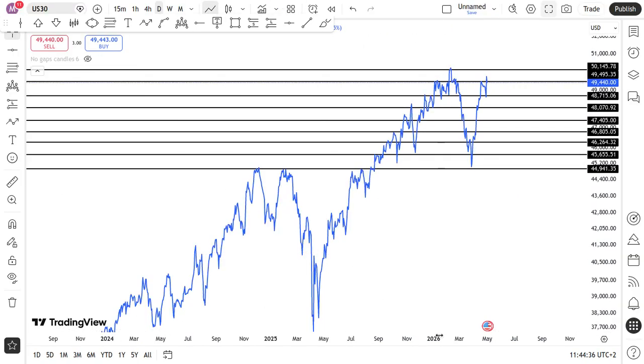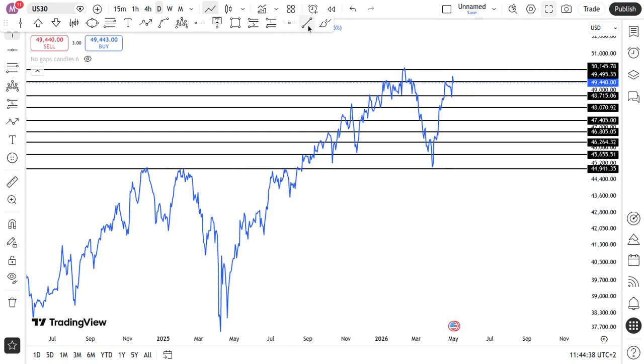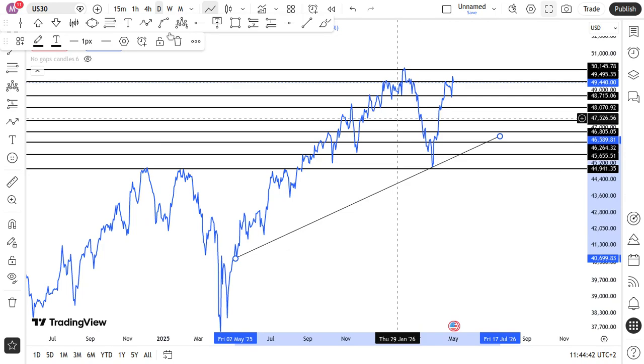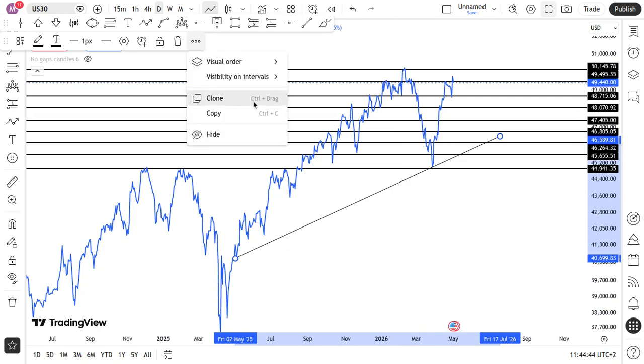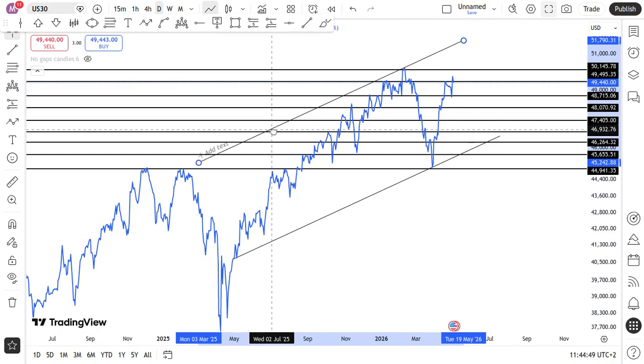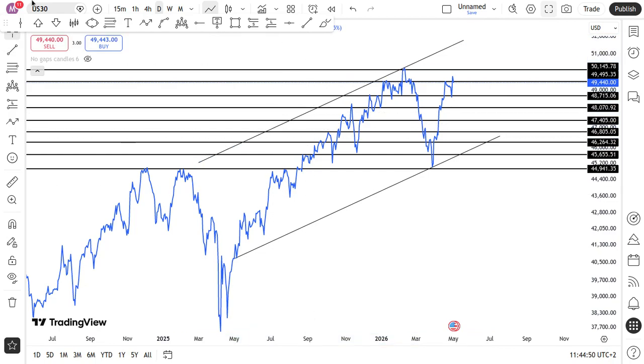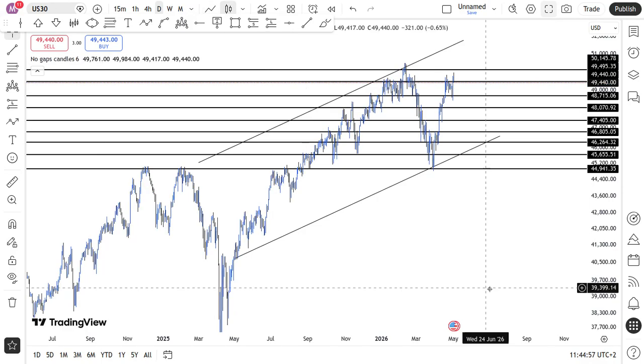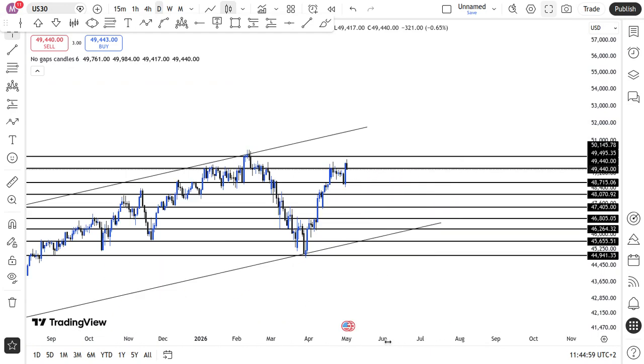So trend line, take it from red to there, 2 touches, clone it, and bam. Let me make a few adjustments here and there.